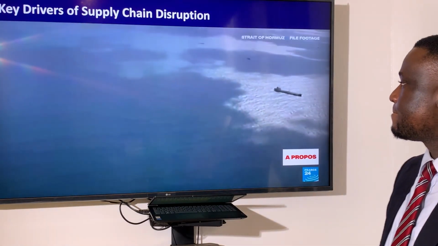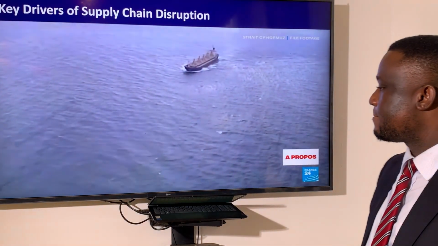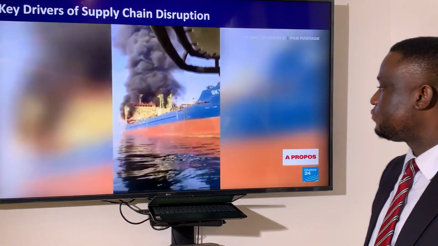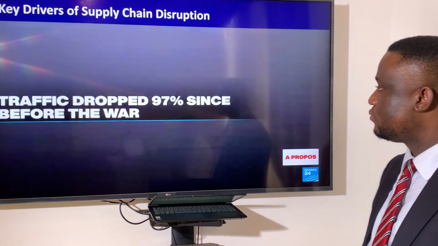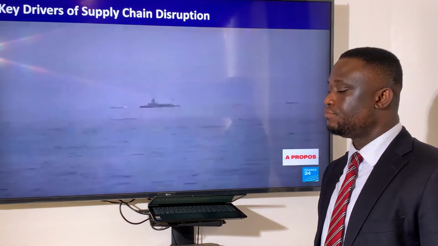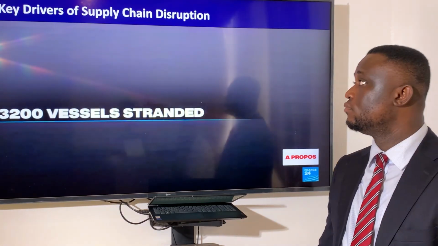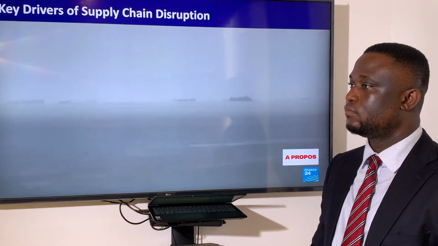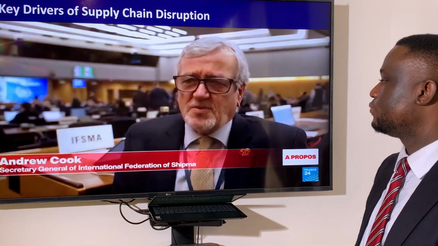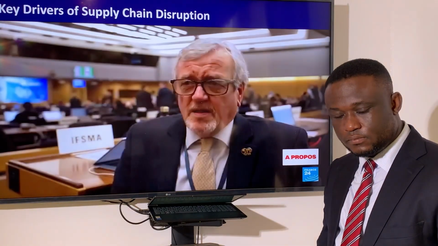Some 120 vessels usually transit through the Strait of Hormuz daily. But as the passage has become perilous, effectively blockaded by Iranian strikes, traffic has dropped by 97% since before the war. An estimated 3,200 vessels remain stranded in the Gulf. The international maritime community is concerned for their crews. We've got hundreds of ships with 20,000 seafarers. That's the number that's being talked about, but actually that's a conservative number. It's probably going to be more than that. The vessels can't leave, they are actually trapped.